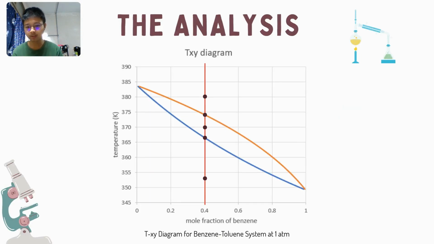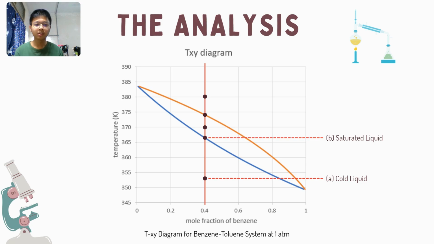So I pick the TXY diagram for the benzene and toluene system at 1 atm. So let's say the feed is 0.4 of mole fraction. Below the blue line here is the cold liquid, which means that the benzene exists as liquid. Next, at the blue line here is a saturated liquid. It means that the first bubble point will appear.